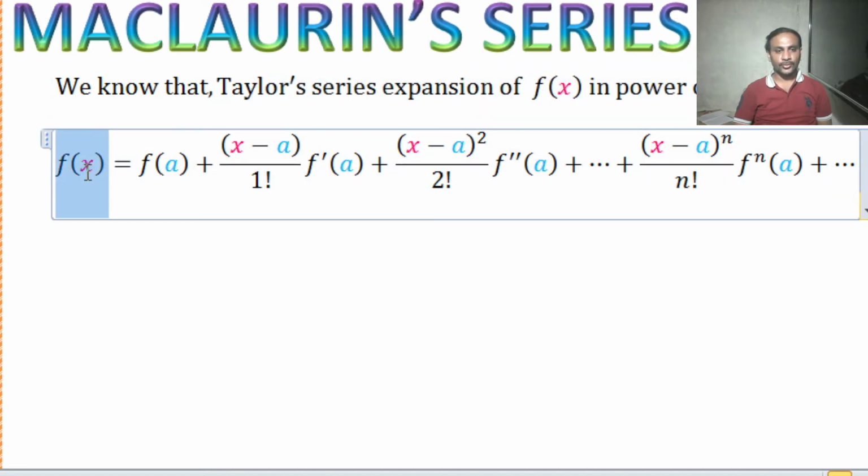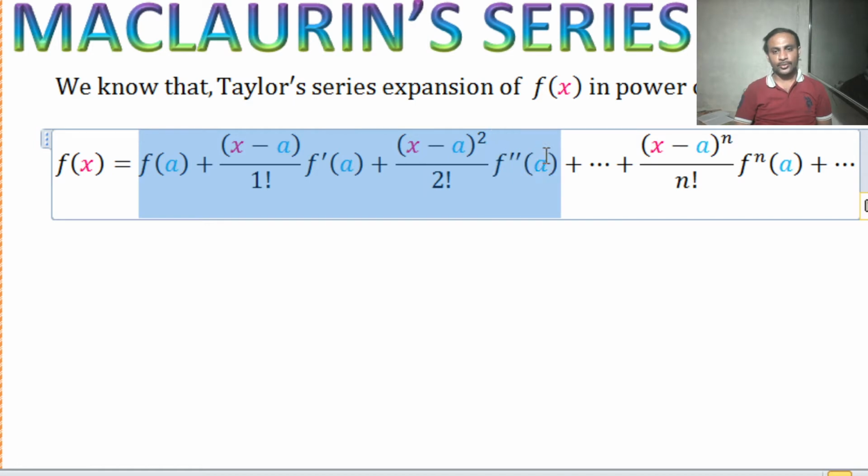is f of x is equal to f of a plus x minus a upon 1 factorial into f dash of a plus x minus a bracket square upon 2 factorial into f double dash of a plus and so on, x minus a bracket raised to n upon n factorial into nth derivative at a plus and so on.